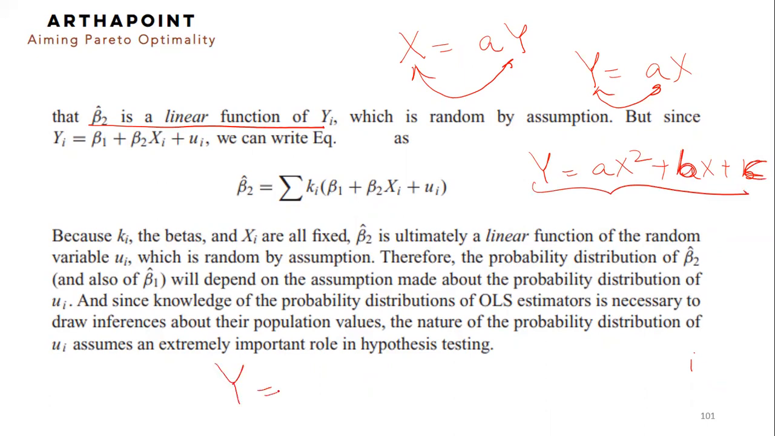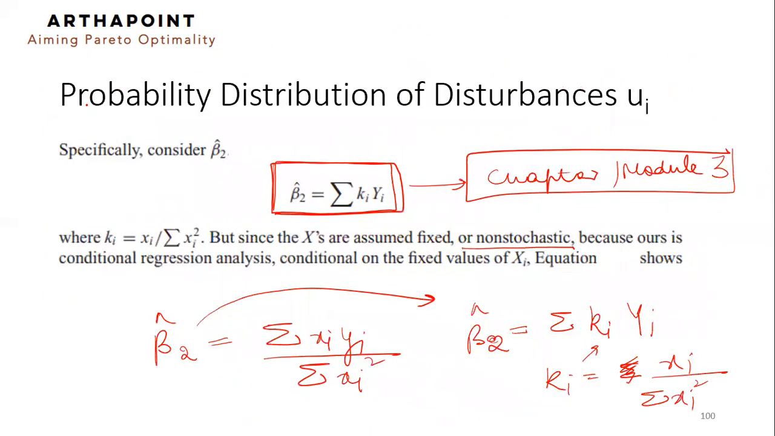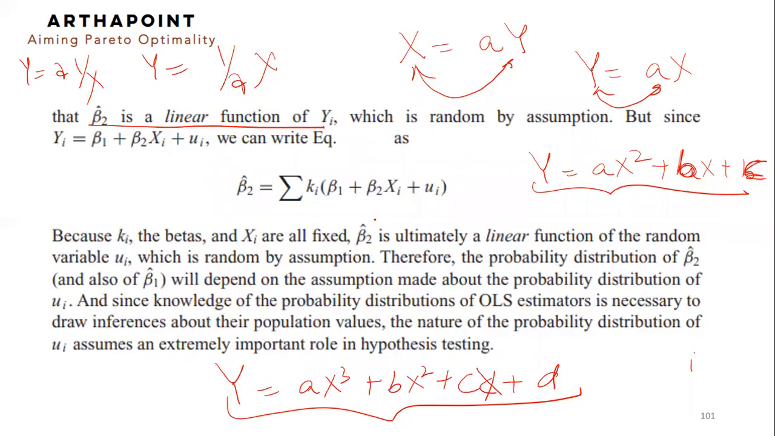When I say y is ax cube plus bx square plus cx plus d, there is a cubic relationship. When I say y is equal to 1 by ax, that's also a linear relationship. But when I say y is equal to a1 by x, that's a reciprocal relationship. So here, because I could just simply say that beta 2 is k times y, it's a linear relationship. So, from this equation, I understand that beta 2 is a linear function of y.